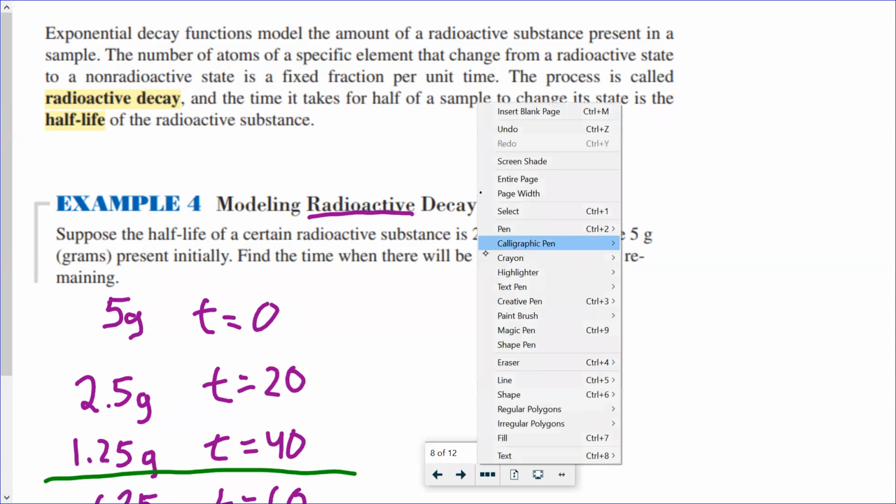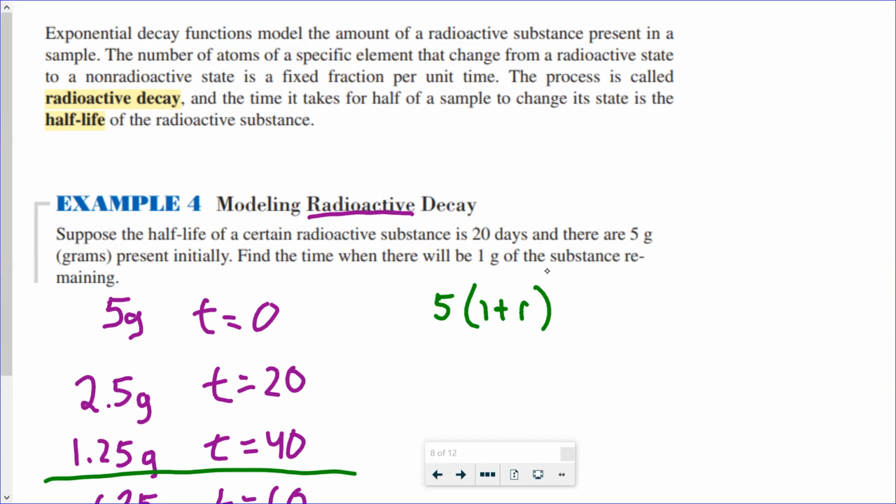let's look at just this first 20 days, okay? So if I start out with 5 grams, and we're going to go for 1 half-life, which is 20 days. But we're measuring this in terms of 1. That's 1 half-life, okay? What would the rate be to get it to 2.5?